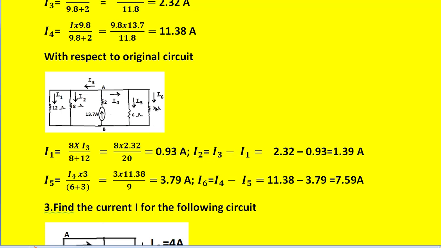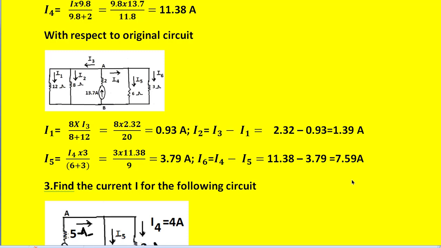Then to get I6, we apply KCL here. I4, which is already calculated as 11.38 amperes, minus I5, that is 3.79, will give us I6. So we get 7.59 amperes.